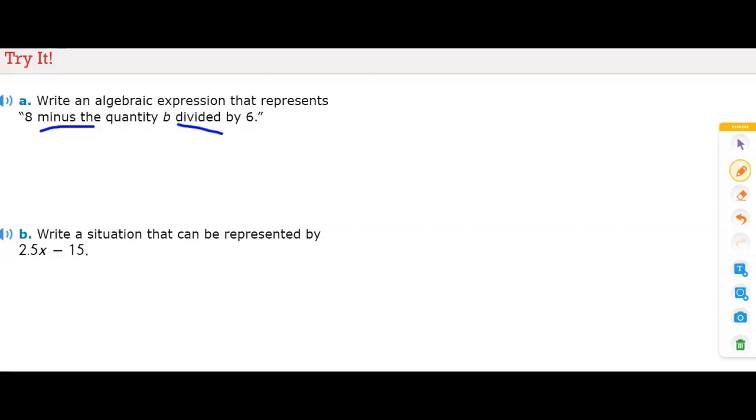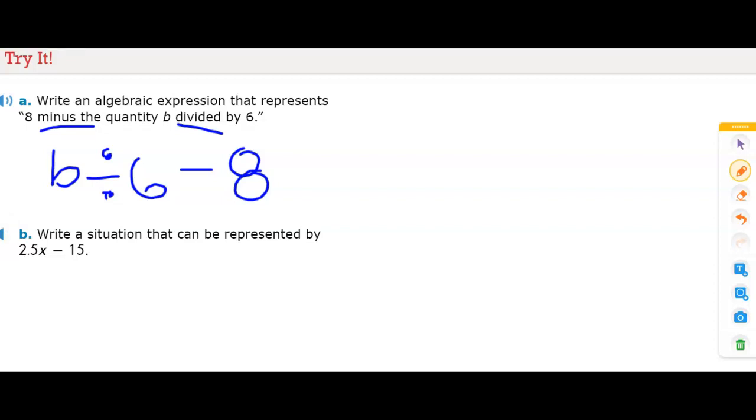b divided by 6 minus 8. And the reason it is b divided by 6 first before the minus 8 is because it says 8 minus the quantity b divided by 6. So whatever b divided by 6 is equal to, then we take away the 8. So it's 8 minus whatever that number is. So that's why it's written in that order. And order does matter. If you write the expression in the wrong order, it could change the whole dynamic of the expression and its value.